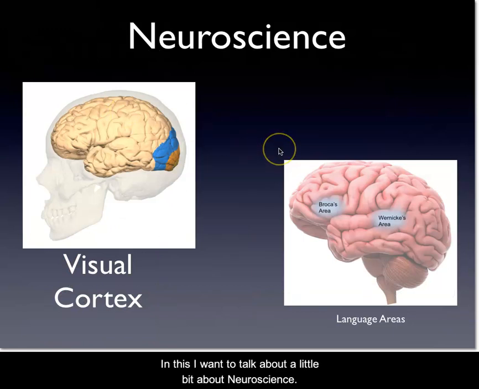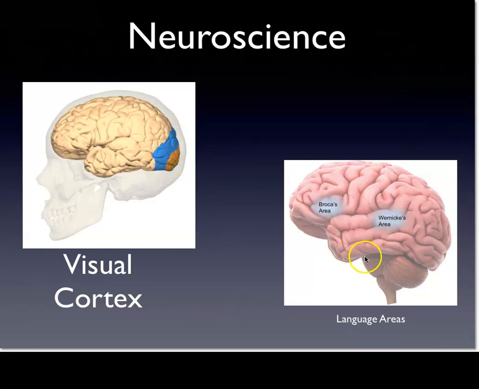In this, I want to talk a little bit about neuroscience. So on this side here, you could see a representation of the visual cortex, the area in the brain responsible for processing the majority of the visual information. Over here, you could see the language areas, the Broca's area and the Wernicke area. These tend to dominate our thinking, language, if you think about how pervasive language is in your life, certainly in academic life.